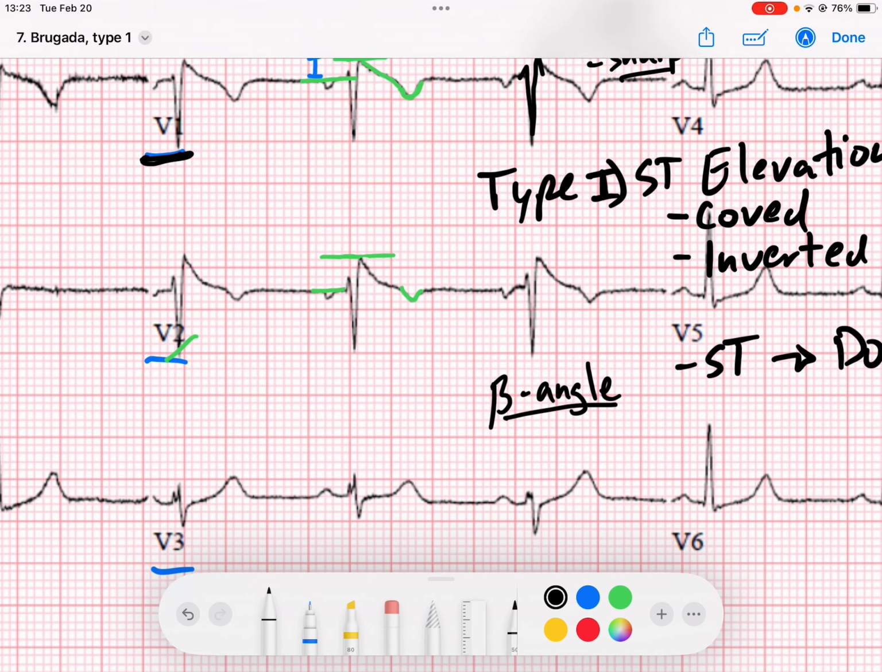The beta angle is calculated by, one, we draw a line through this upstroke of the QRS, okay? We then draw a straight line through the initial angle created by the ST segment, like that, okay? So this angle is the beta angle, right? That's the beta angle, this angle right here, okay? But what you can do with the beta angle is actually do a calculation.